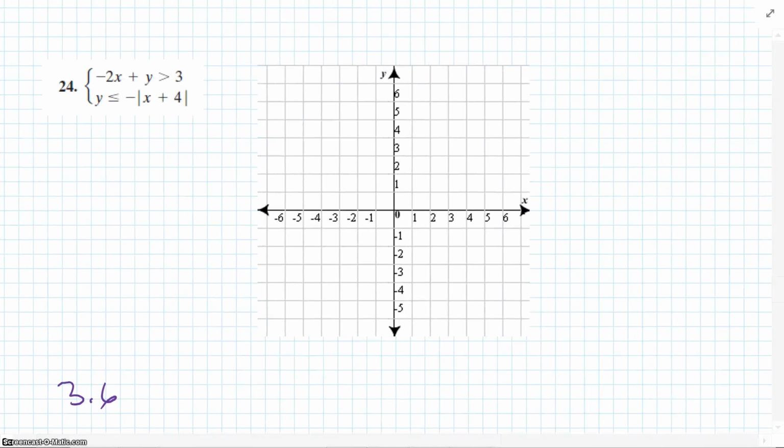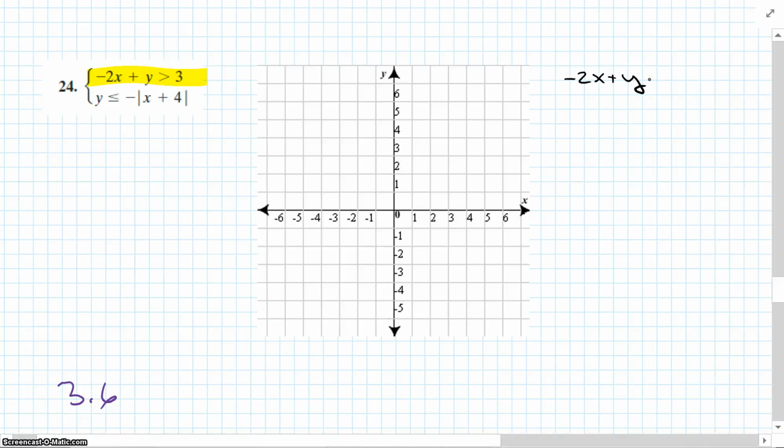All right, number 24. Negative 2x plus y is greater than 3. So let's first graph that one. Let's rewrite it over here. Negative 2x plus y is greater than 3. Let's add 2x to each side. We get y is greater than 2x plus 3. So my y-intercept's 3. My slope is positive 2, so up 2 over 1.